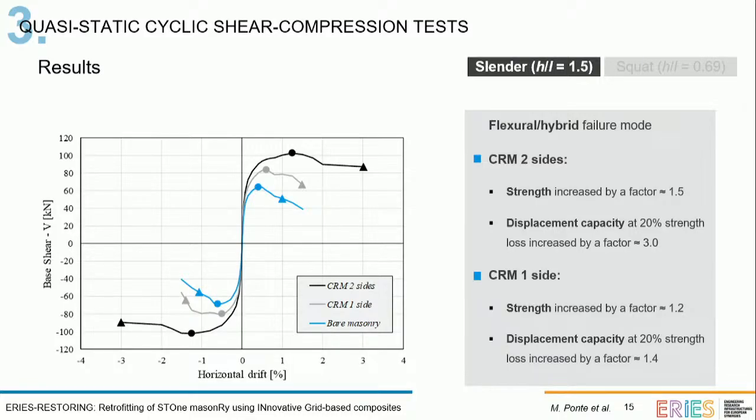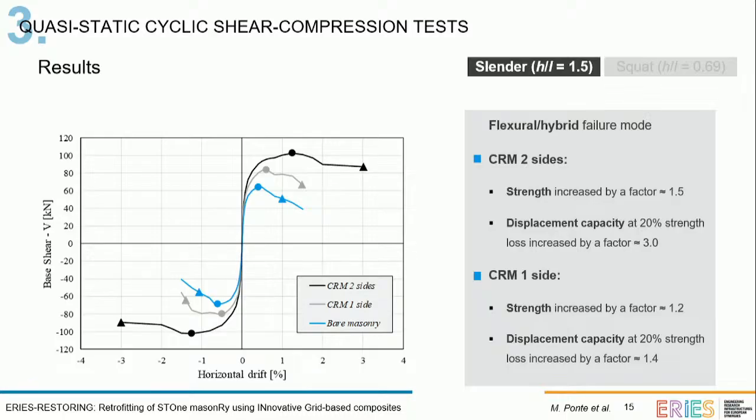The backbones of the curves are also presented. They are very important because they will give us the main factors that we will need for the design of the retrofit techniques. So with the CRM on 2 sides, there was a strength increase by a factor of 1.5, and the displacement capacity at 20% strength loss increased by a factor of 3. And with CRM on one side, the increase was lower: strength by 1.2, and displacement capacity by a factor of 1.4.